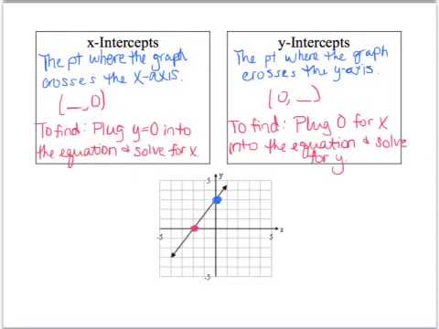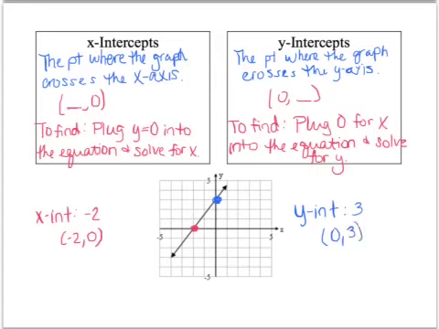So on our example on our graph, this graph right here has an x-intercept of -2. So that also is the point (-2, 0). And then the y-intercept is +3. And as a point, that would be (0, 3).